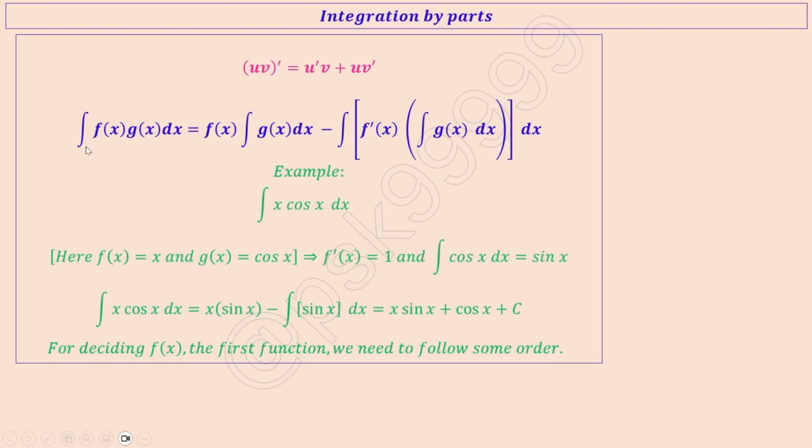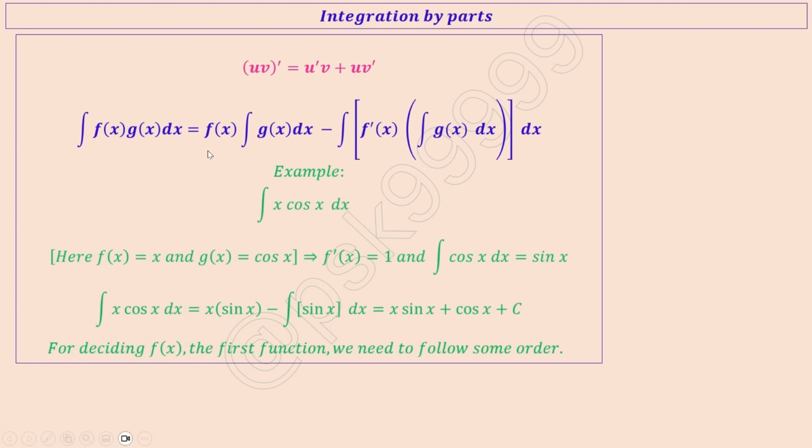Okay, so for integration, how is it? We actually derive the integration formula exactly from this one only. You can derive it yourself once. So this is how we do it. Integration of f x into g x dx is nothing but f of x times integration of g of x dx, minus integration of the whole thing, under the integration we have f dash x into integration of g of x dx, and then this whole thing is integrated dx. Okay, this is the formula you should remember very well.